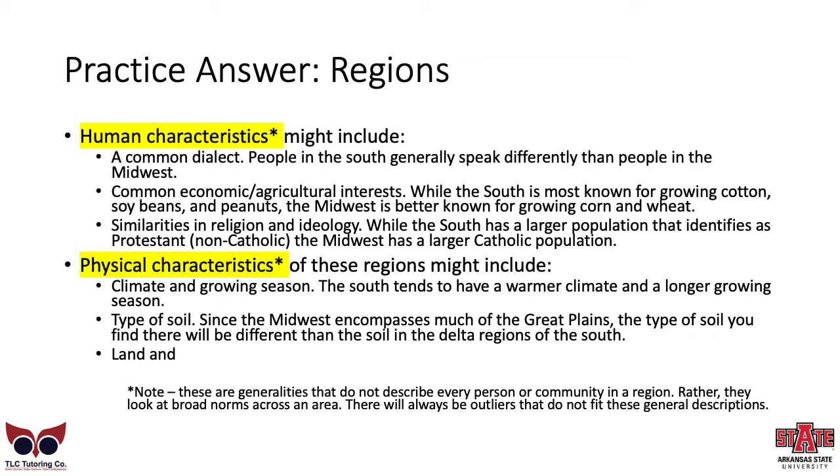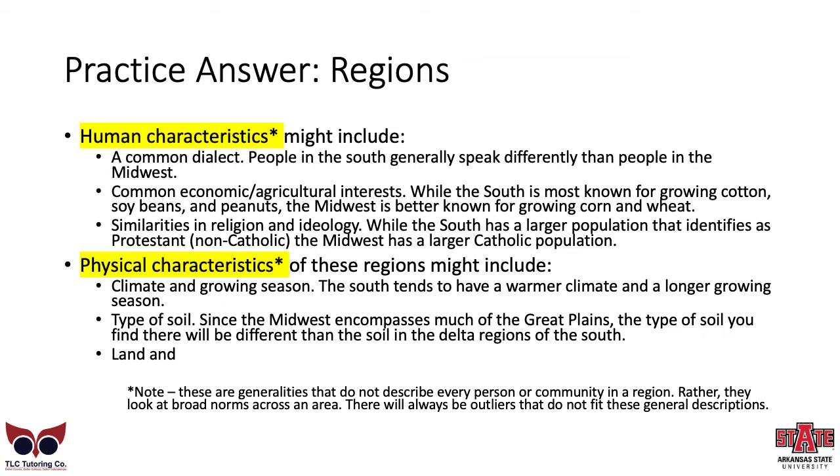Similarities in religion and ideology. While the South has a large population that identifies as Protestant or non-Catholic, the Midwest has a larger Catholic population. Physical characteristics of these regions might include the climate and growing season. The South tends to have a warmer climate and a longer growing season.